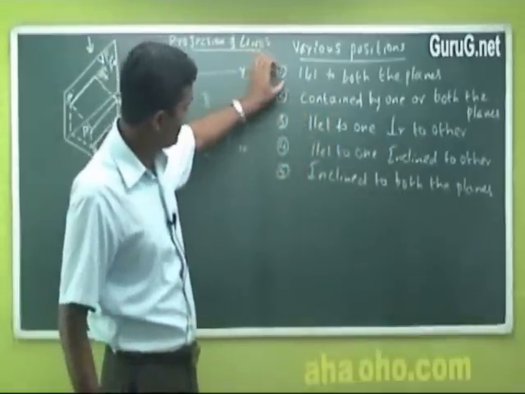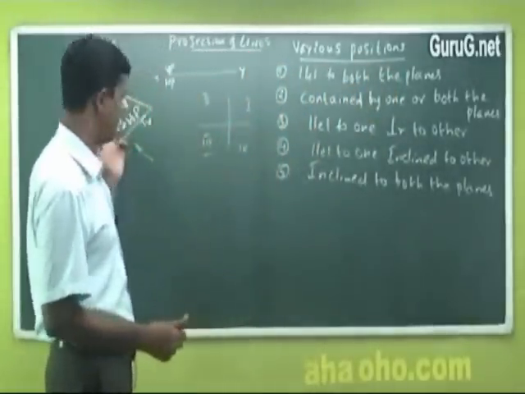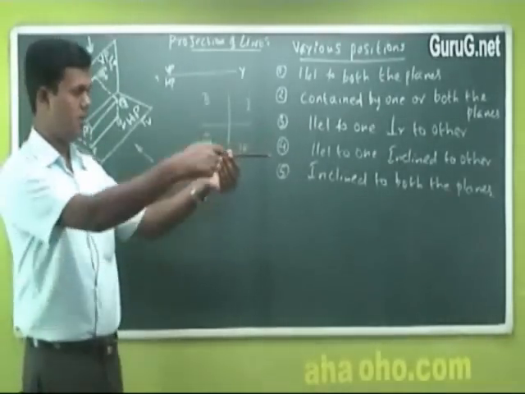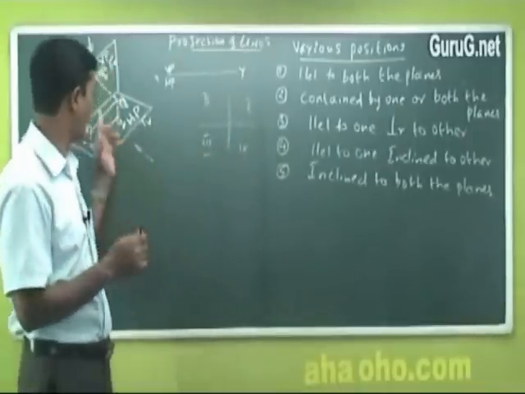Now, the first one is parallel to both the planes. That's what I told you, this option. You just hold this pencil parallel to VP and parallel to HP. First option. That's very simple. You can draw it like this.